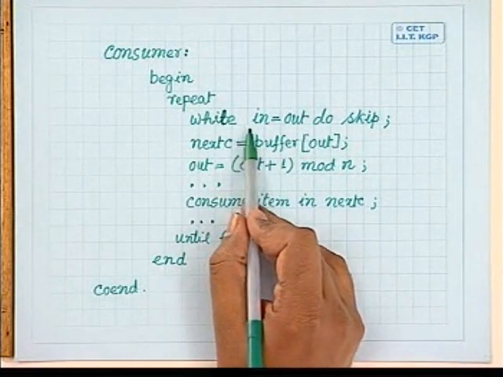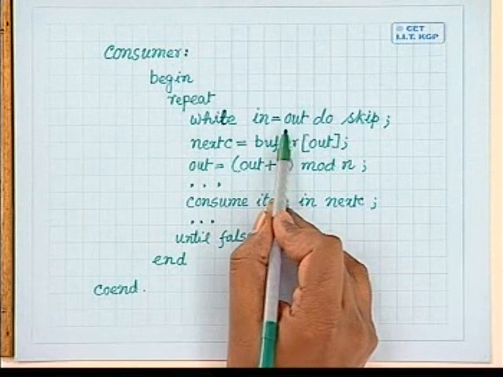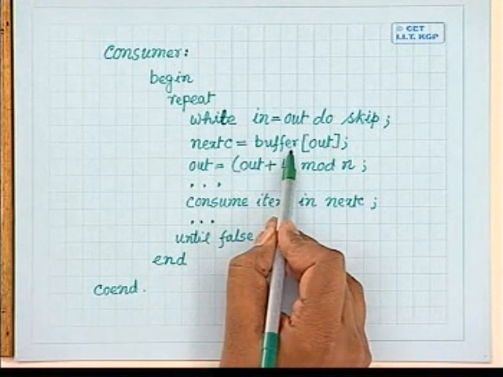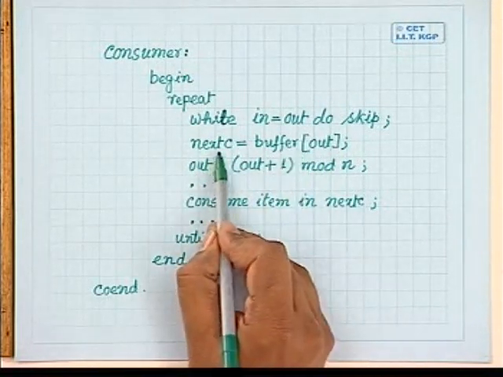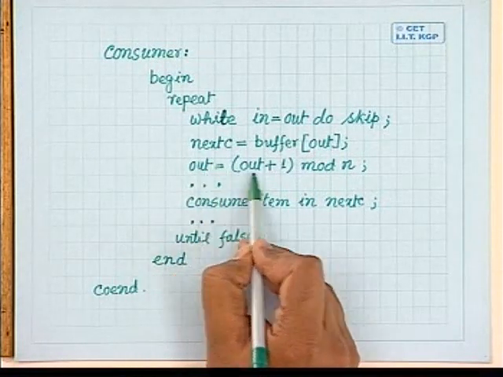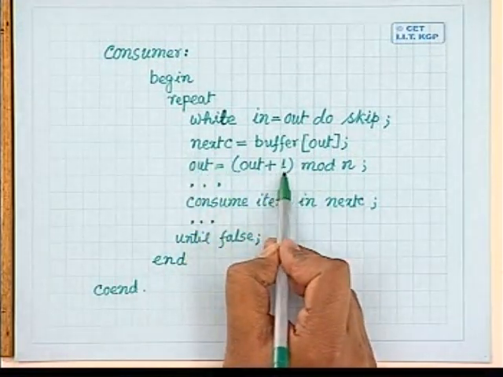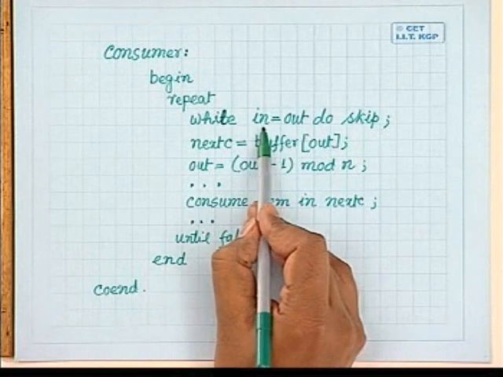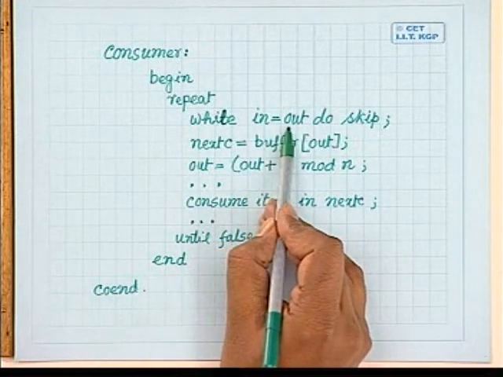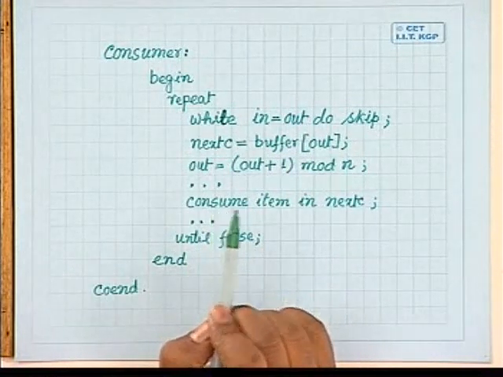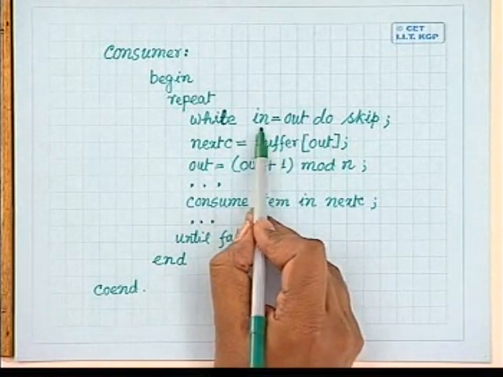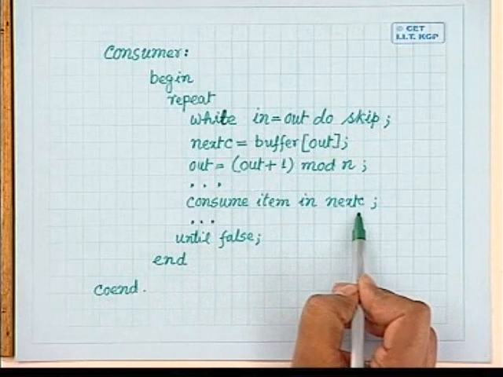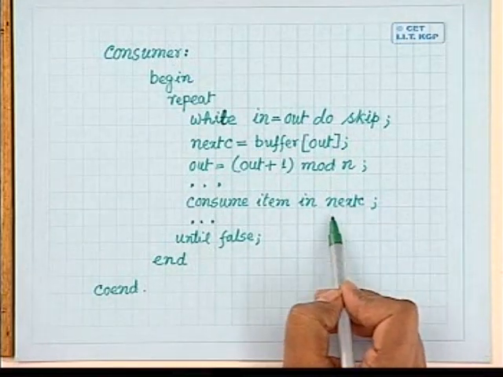Okay. When in is not equal to out, that means there is some item in the buffer which the consumer can consume. So, it takes that item from the buffer following the out pointer into variable next c, and it modifies the pointer out. That is where the while loop in the producer process will be broken. Similarly, the condition in equal to out will also be broken by the producer process. If the producer produces an item and puts it into the buffer, then this condition will be false. After that, the consumer will consume the item in next c in its own time.